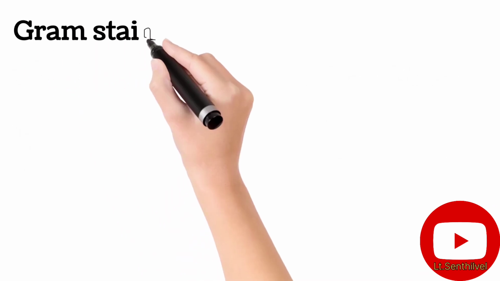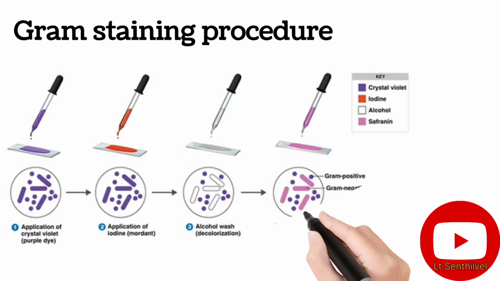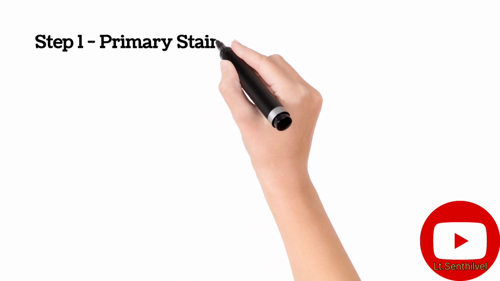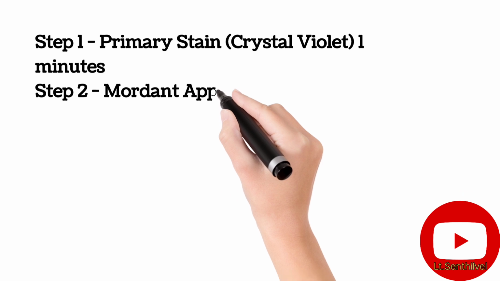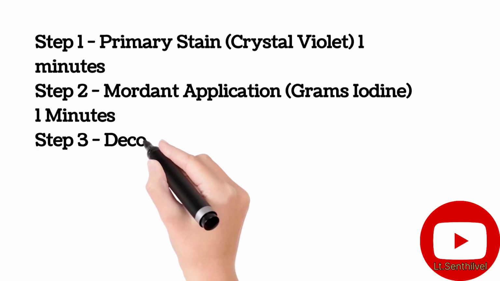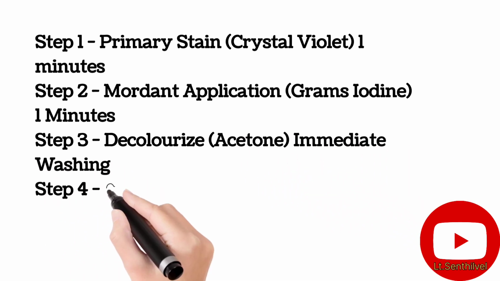Gram staining procedure. Step 1: Primary stain, crystal violet, 1 minute. Step 2: Mordant application, Gram's iodine, 1 minute. Step 3: Decolorize, acetone, immediate washing. Step 4: Counter stain, dilute carbol fuchsin.